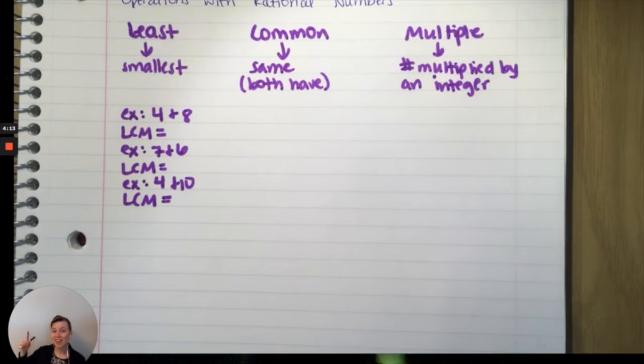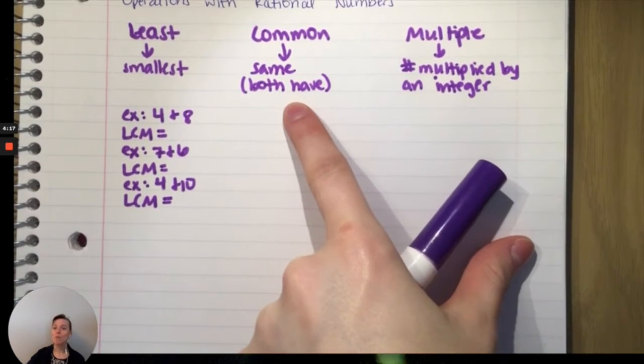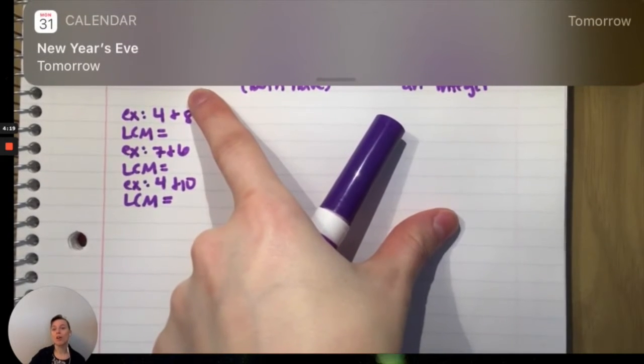But they have something in common. They have several things in common actually, but what's the smallest multiple they have in common?